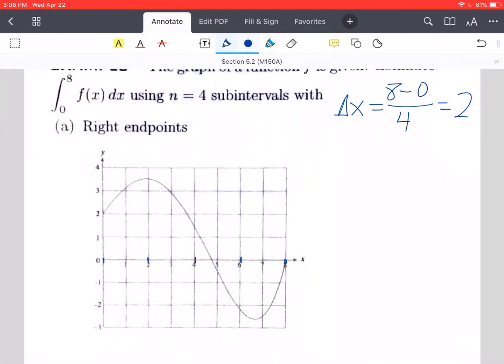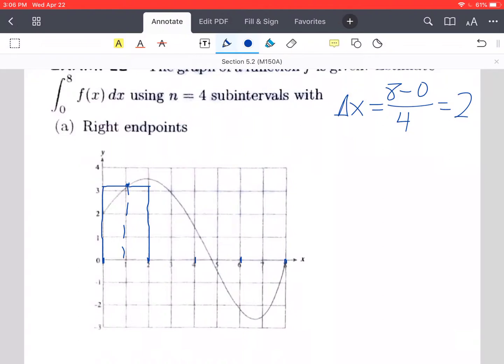Alright, and then we're going to get the midpoint of each of those. In this case, it's a little easier, right? Halfway between 0 and 2 is 1. So that's going to be right there. And that's going to allow us to draw our rectangle.